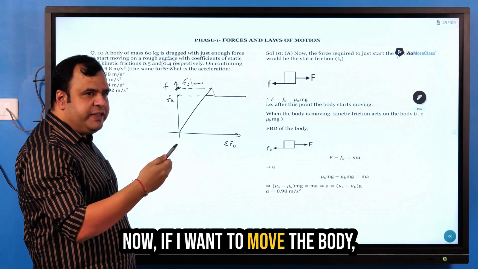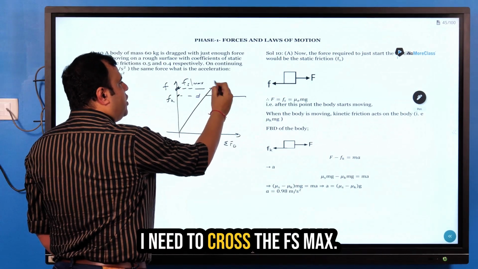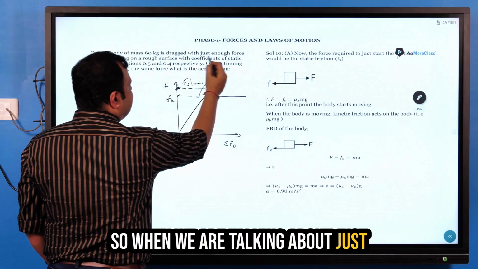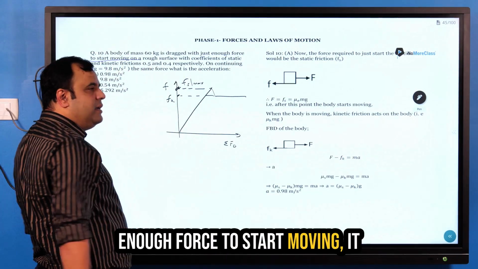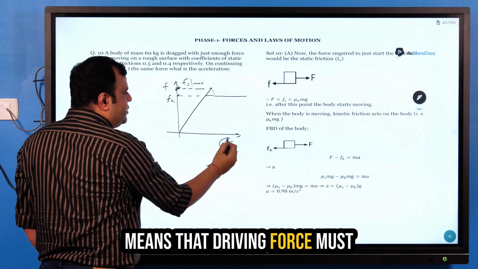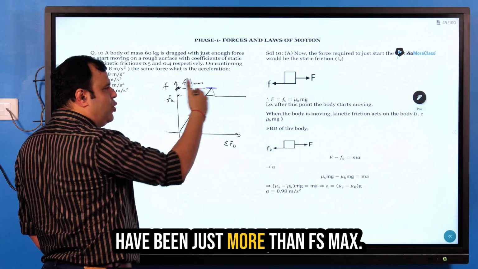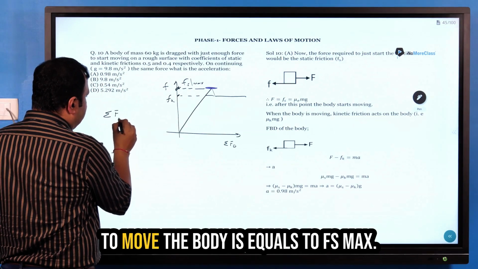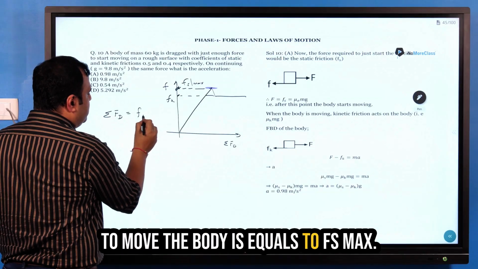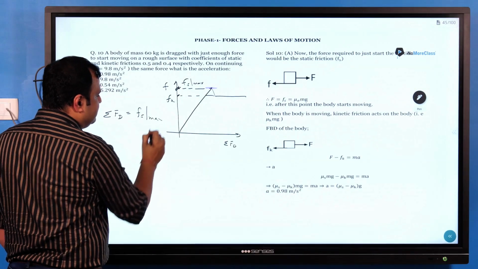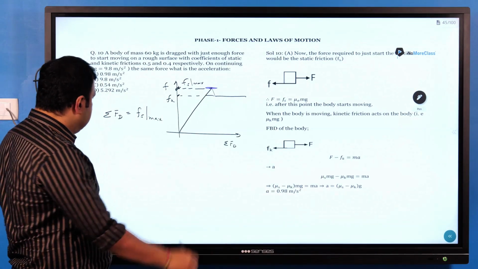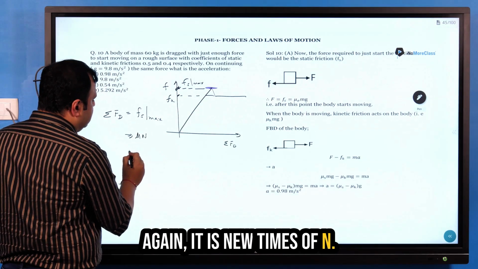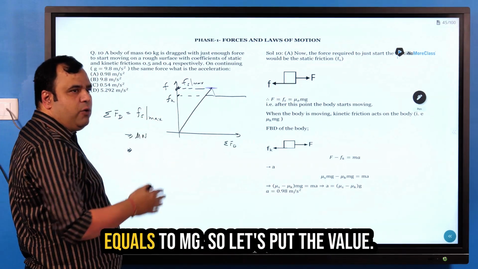Now, if I want to move the body, I need to cross the Fs max. So when we are talking about just enough force to start moving, it means the driving force must be just more than Fs max. So the driving force which is trying to move the body is equal to Fs max. The value of Fs max is mu times N, and in this particular case, N will be equal to mg.